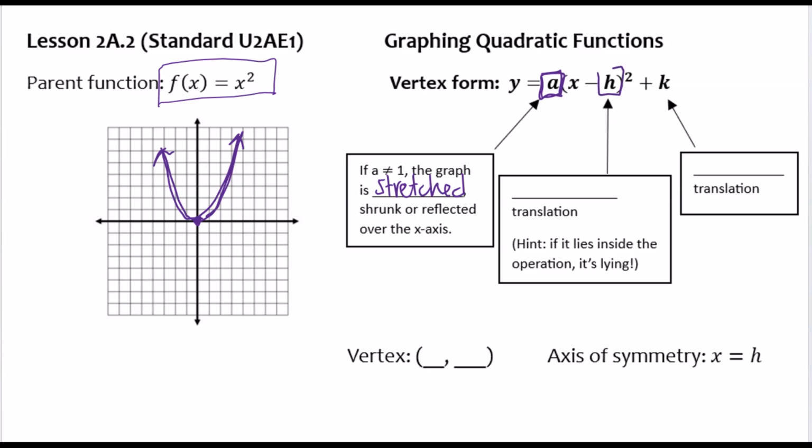All right. What is H? What type of translation does it do? Left or right? Which horizontal, right? So it's going to be the horizontal. So we're going to look left to right.